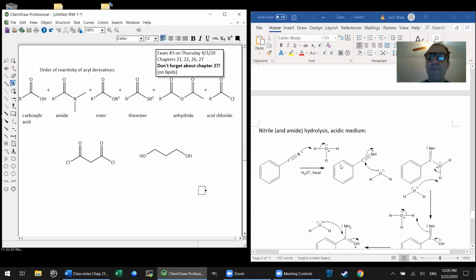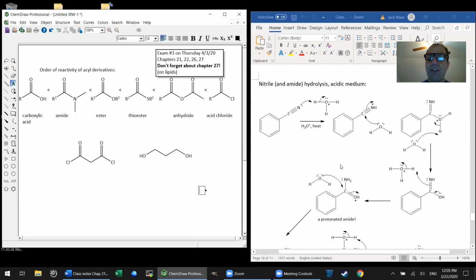Good. So that being said, let's tackle the final capstone on this chapter, so to speak, and consider the hydrolysis of both nitriles and then amides thrown in for free in both acidic medium and alkaline medium. And I think you'll find there's a lot of similarities to the reactions we looked at with carbonyl groups, because really the nitrile group is very similar to a carbonyl group in terms of reactivity.